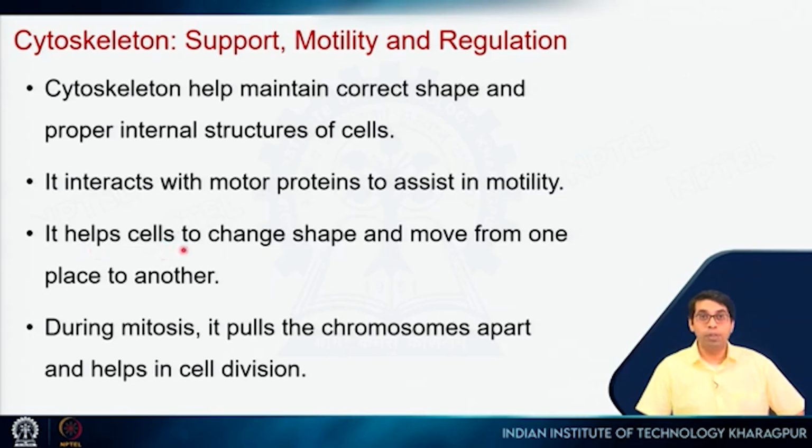Cytoskeletons also help to change shape and allow the cell to move from one place to another. So, the shape of the cell can change because of the cytoskeleton, and they can also allow the cell to move from one place to another place. And in the next lecture, we will see that during mitosis, cytoskeletons, more specifically microtubules, pull the chromosomes apart and help in cell division. So, we will see how these cytoskeleton proteins such as microtubule and actin actively participate in cell division.